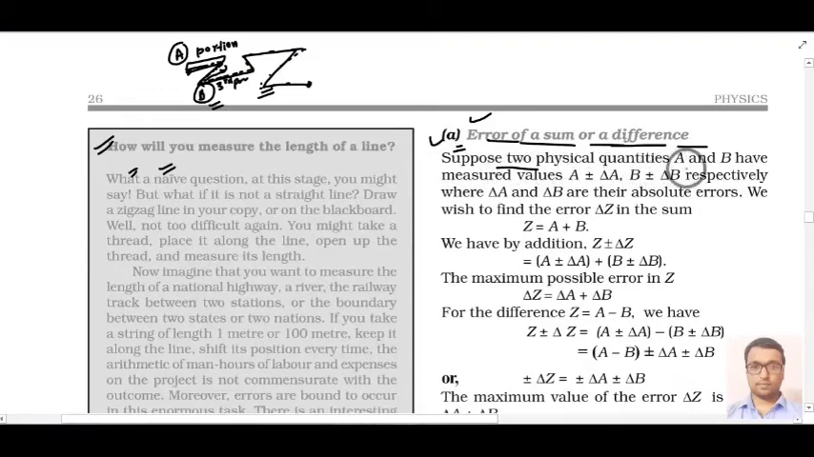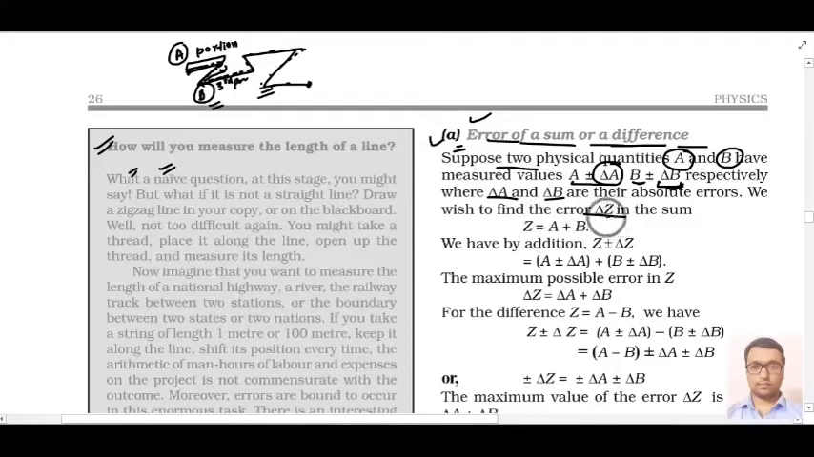So suppose we have two physical quantities, that is A and B, and in the measurement of A we have this much error, that is plus minus delta A, while in measurement of B we have error plus minus delta B. This much error is possible when we measure B. And these delta A and delta B are called absolute errors, as I told you in my last class.